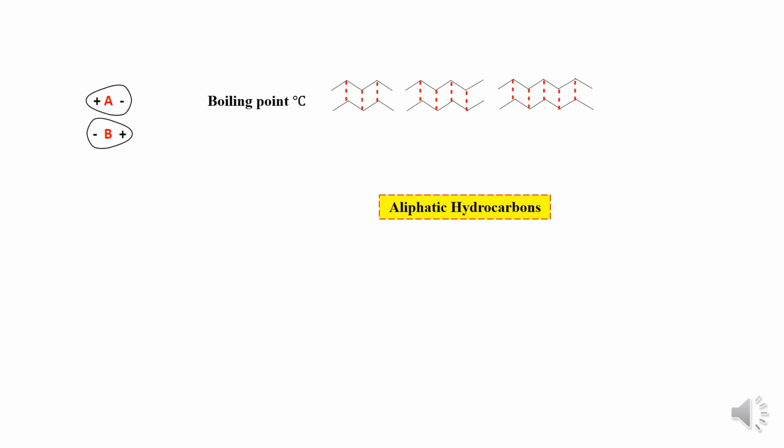This is clearly reflected in the boiling points of these three alkanes, that is pentane, hexane and heptane. You can see with the increase in the length of the carbon chain, there is a corresponding increase in the boiling points. Pentane it is 36, hexane it is 69, and heptane it is 98 degrees Celsius. So there is a drastic increase in the boiling point with the increase in the length of the carbon chain.